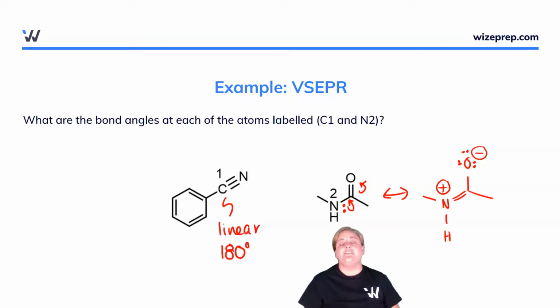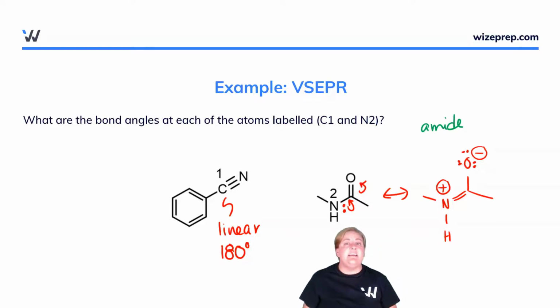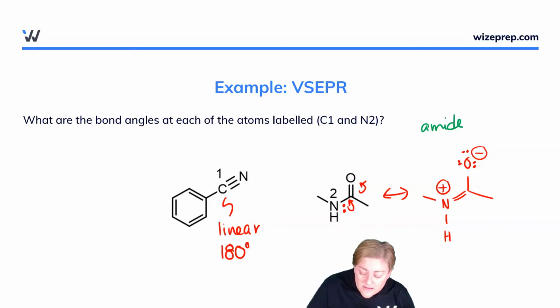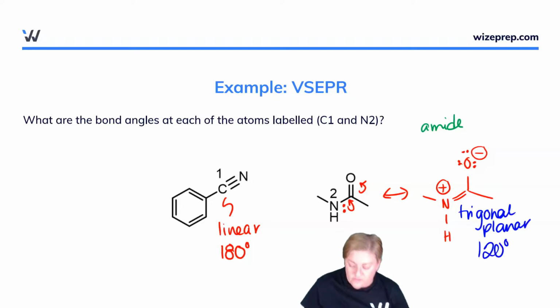Now, since this nitrogen has this major contributing resonance structure, as a reminder, this functional group here is called the amide. And when we see that amide, we know we have this important resonance structure. And when we have this important resonance structure, it affects the geometry, it affects the bond angle, it affects the hybridization. This here is going to be trigonal planar. And since it's trigonal planar, the bond angle will be 120 degrees.